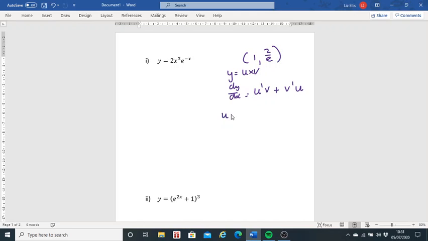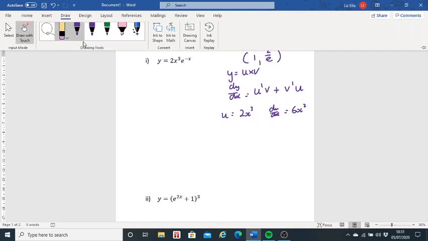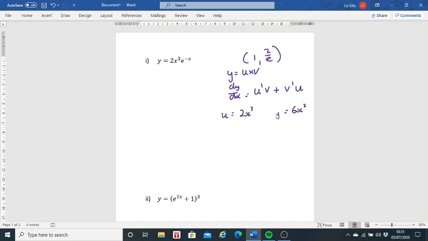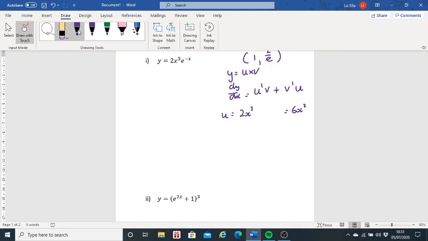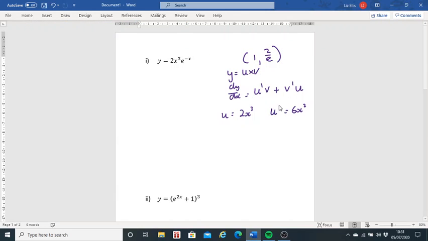So let's make u equal to 2x cubed. Then du dx, or u dash, is equal to 6x squared. Let's call it u dash just to keep with the same notation so that you don't get too confused. Then v is equal to e to the minus x, and v dash, using that new thing we've learned, is minus e to the minus x, because the derivative of minus x is minus 1.